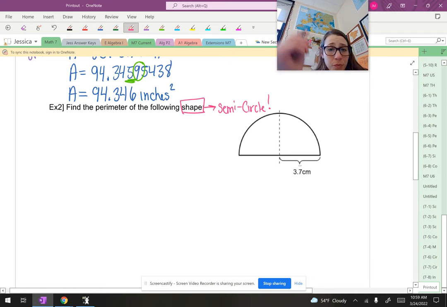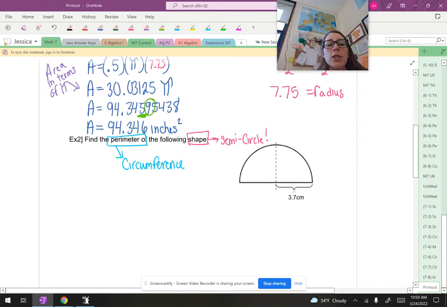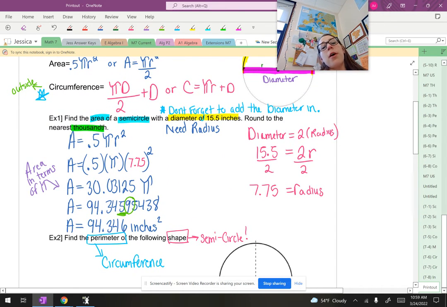So, whenever I'm talking about semicircle perimeter, that C word, circumference, wants to be coming into your head when you're talking about circular objects. Like we talked about, I'm going to just go right back to my semicircle notes and steal that circumference formula.